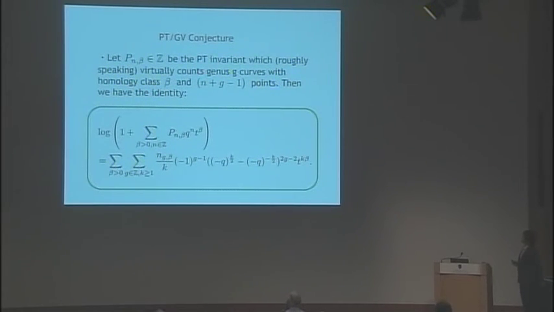So in order to check that our invariant matches with other invariants, yes, I compare it with the PT invariant. Let P_{n,β} be the Pandharipande-Thomas invariant, which, roughly speaking, is the virtual count of genus g curves with homology class β and n + g - 1 points. Then the conjectural identity is formulated in terms of the generating series in this way. So this is precisely the analog of the identity which I described before about the Euler number of the symmetric product of a curve and the Poincaré polynomial of its Jacobian.